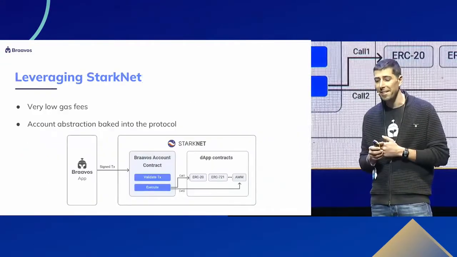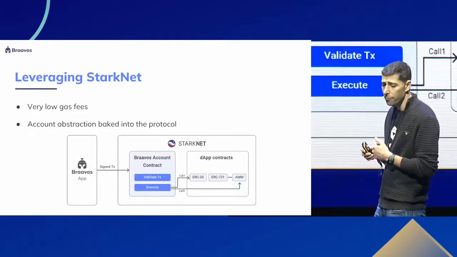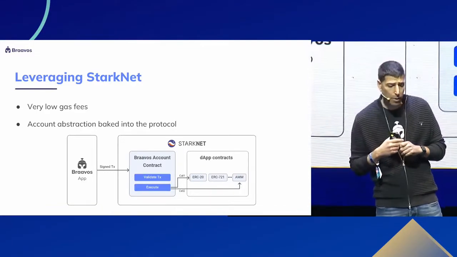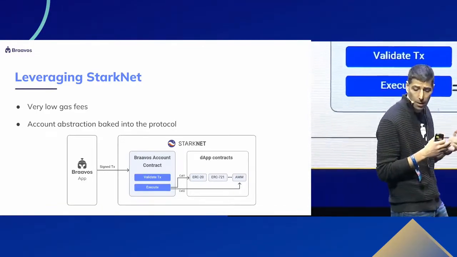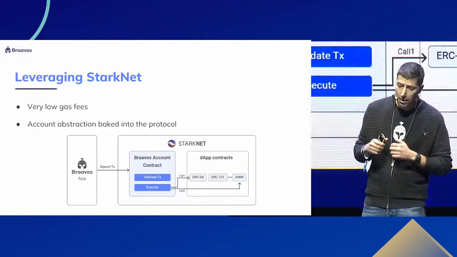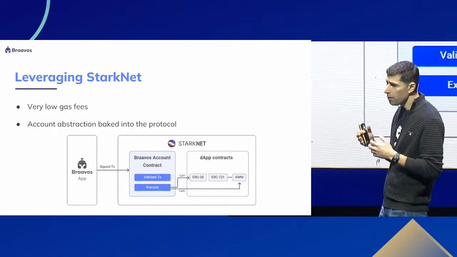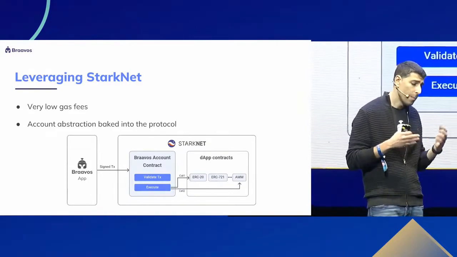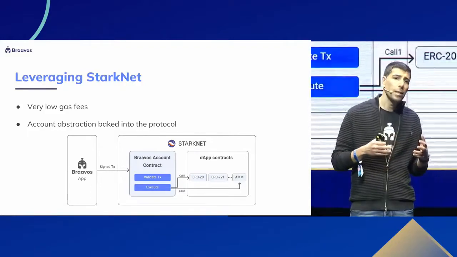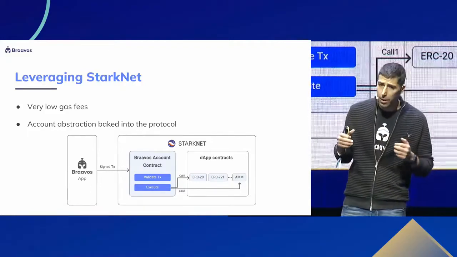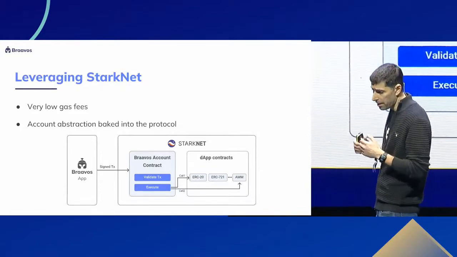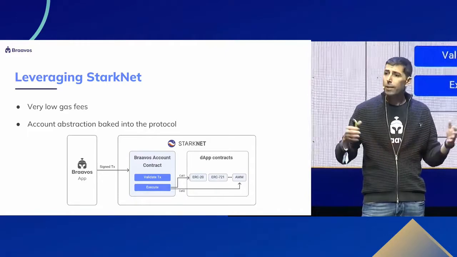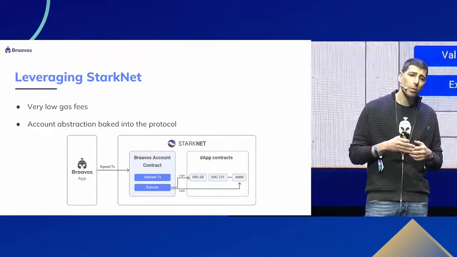But luckily, we have StarkNet, and we can leverage StarkNet in order to change that. Now, StarkNet has two main key features. One is it has very low gas fees, or at least it will have very low gas fees. And very low gas fees allow us to do things in terms of mass computation, which are economically not viable on layer one. And that's critical, and you will see that in a second. And the second thing is we have account abstraction baked into the protocol.